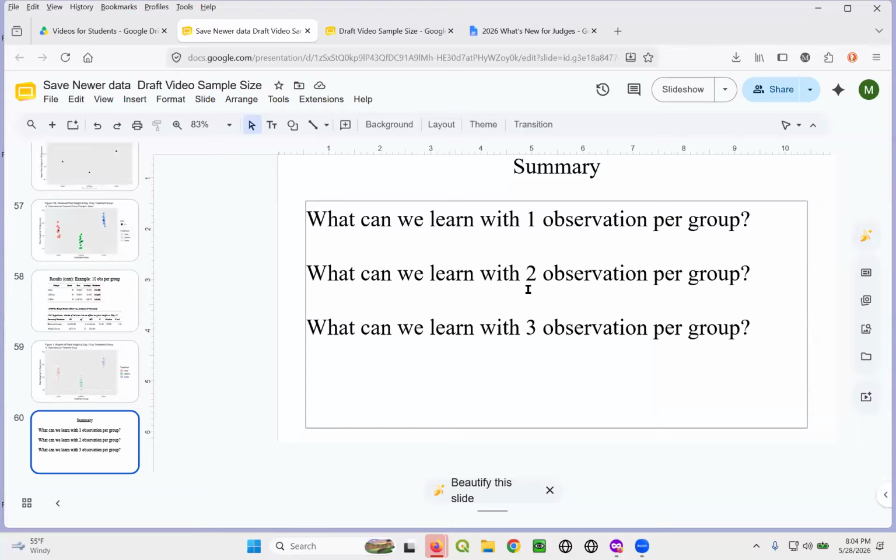What do we get with 3? Well, we have a slightly less bad estimate of the mean and a slightly less bad estimate of the variability. It just so happens that in this case, the variance gets pulled down because of that third data point, because of where that data point is.